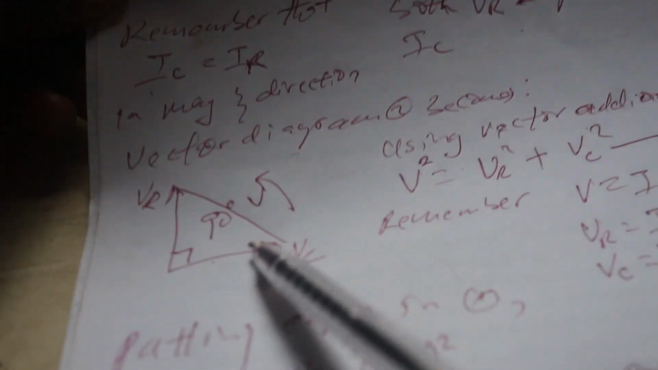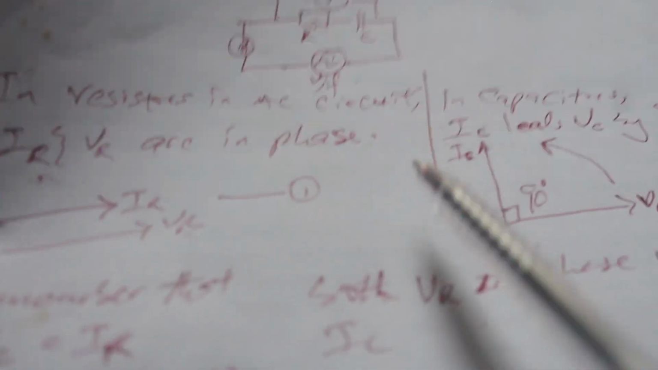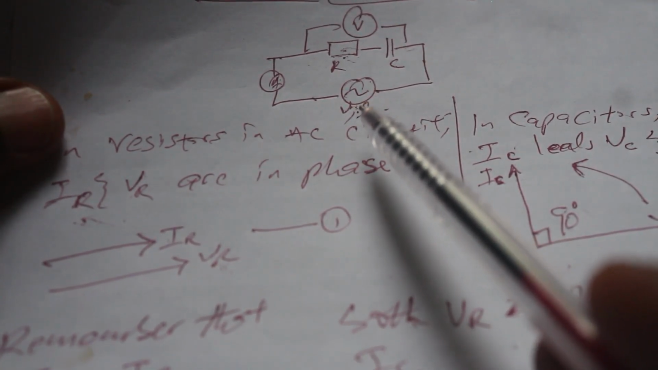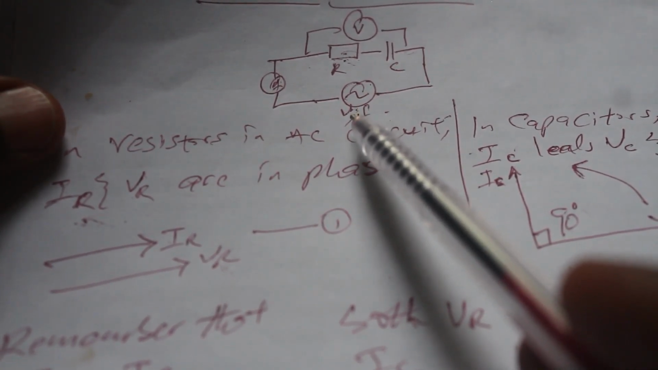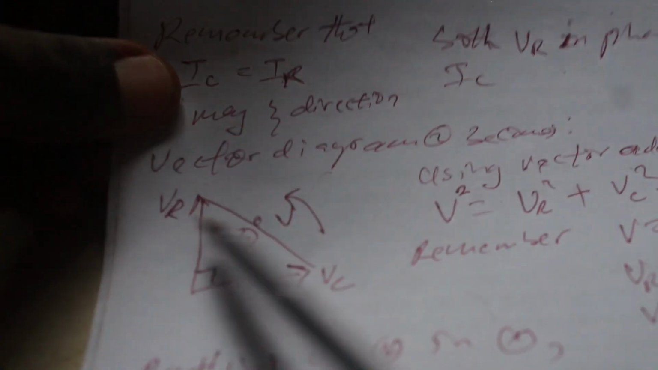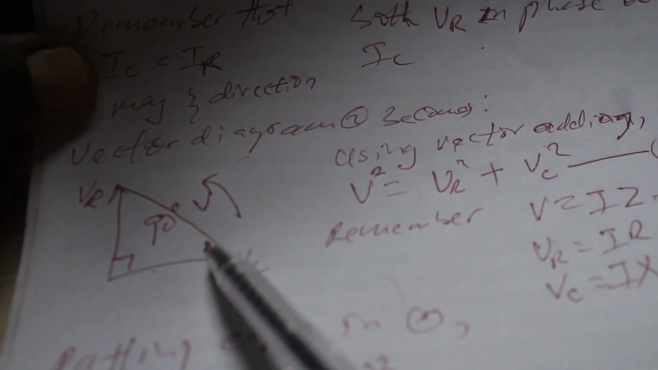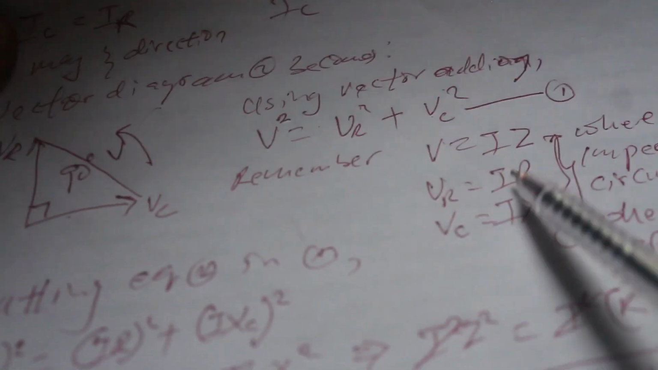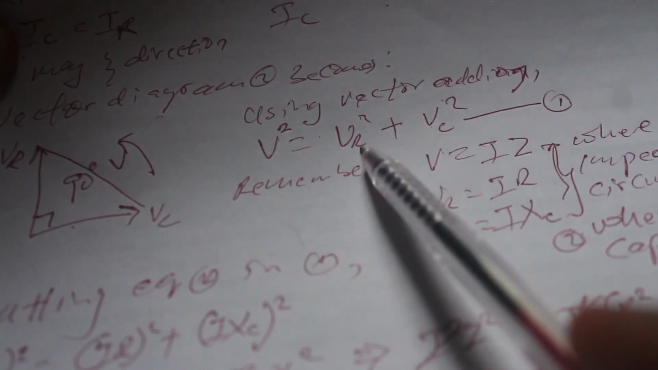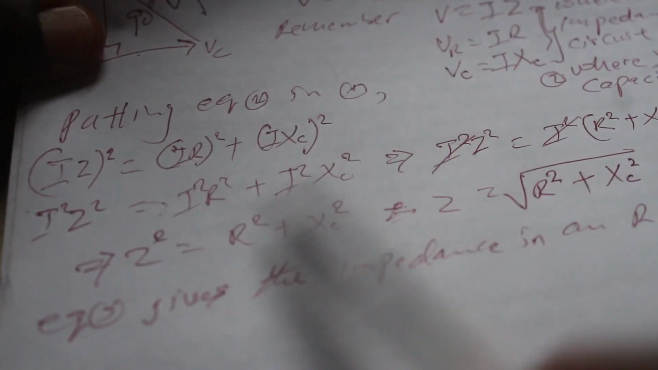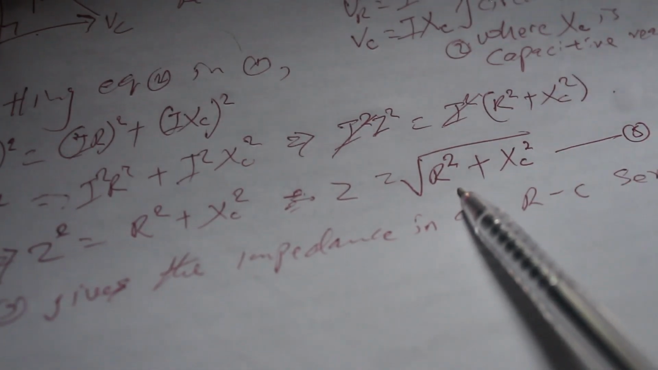So now remember that the voltage of the source is the sum of the voltage across these two components, and when we try to do that here, we have to use Pythagoras' theorem. When you do all of that, you substitute the values of V, VR, VC by these equations here, and you try to make Z the subject of the formula, you get this one here.